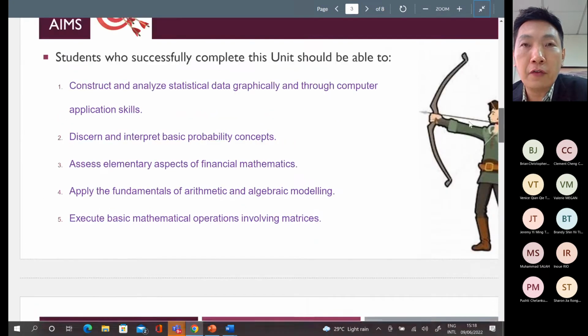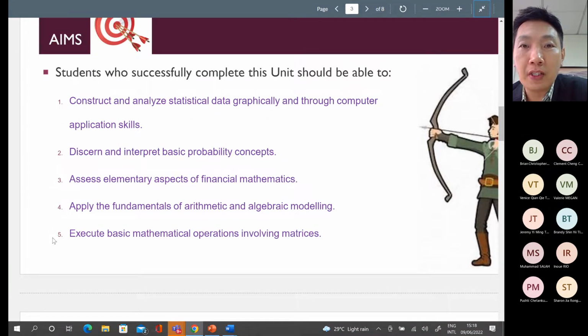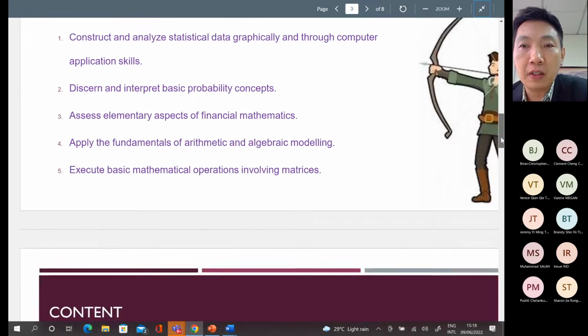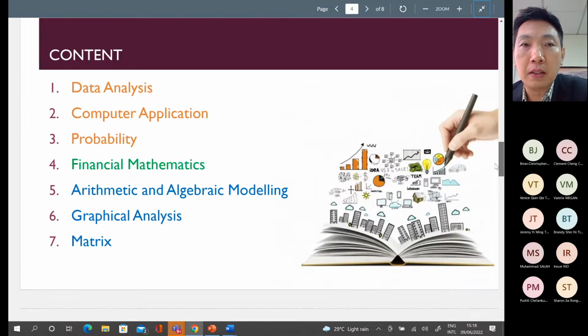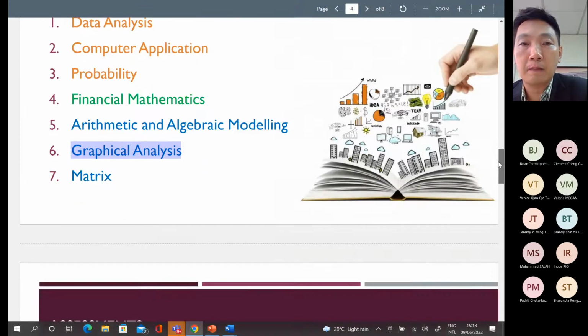Okay, so for your final assessment, we'll cover all of these topics, all 5 chapters, including the final chapter. The first chapter is on data analysis, computer application. That will be more on the statistics, probability, financial mathematics. So in the coming week, we're going to algebra, followed by graphical analysis and matrices. All will be covered in your final assessment.